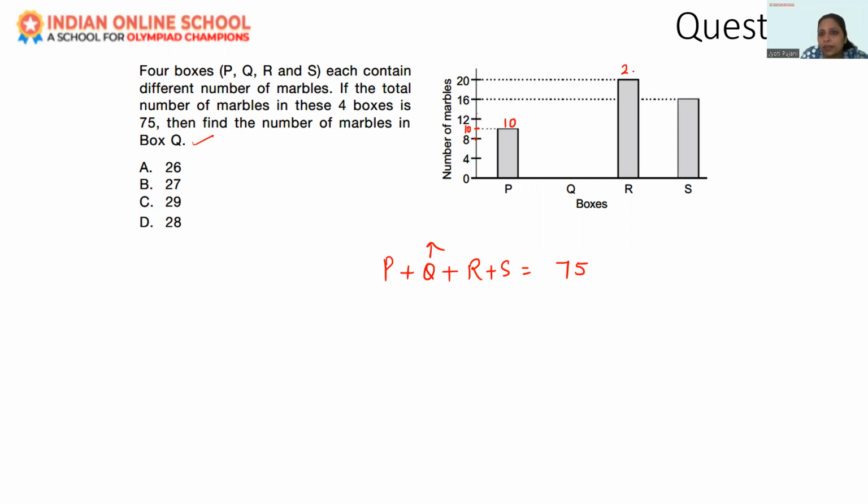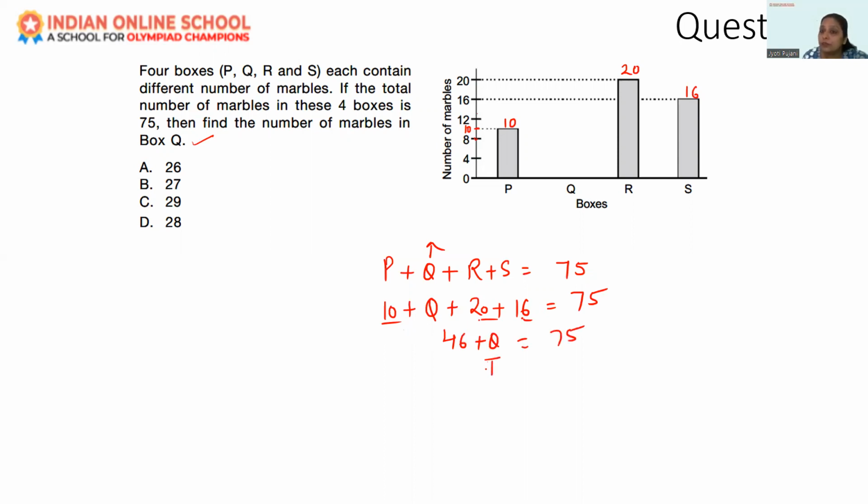That's 20. Marbles in S, that's 16. Correct? So P is 10. I don't know how many marbles are in Q. Plus R is 20 and plus S is 16. Total is 75. So if I add these, 20 and 16 is 36. 36 and 10 is 46 plus Q is equal to 75.